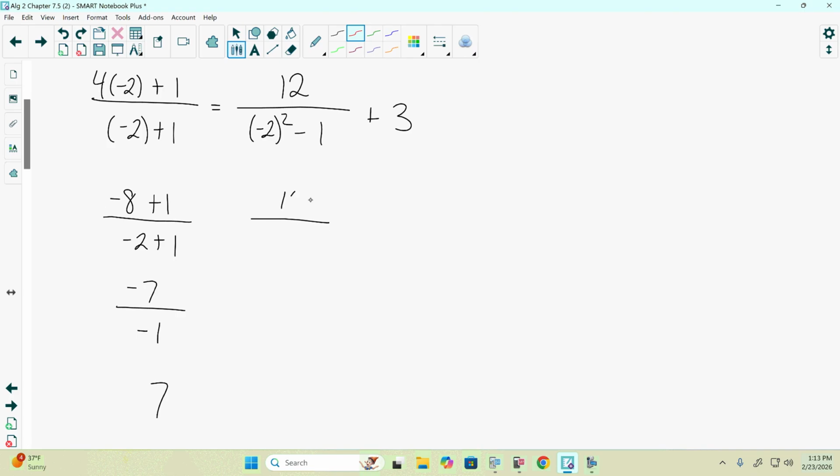If we simplify the right-hand side, negative 2 squared, negative 2 times negative 2 is 4. 4 minus 1 is 3.